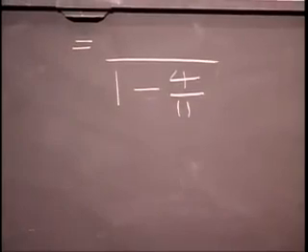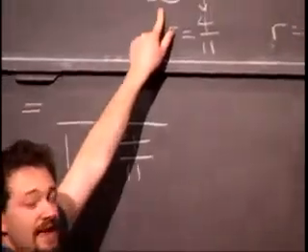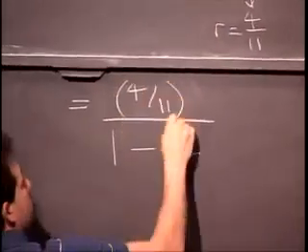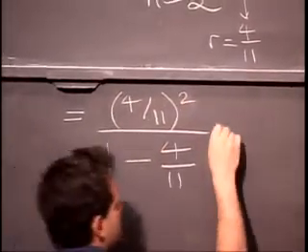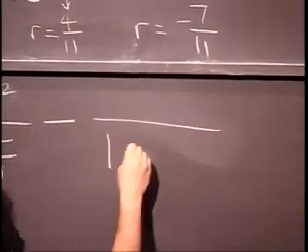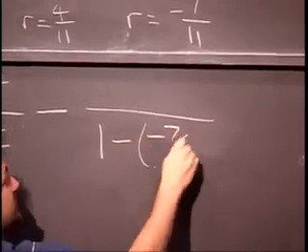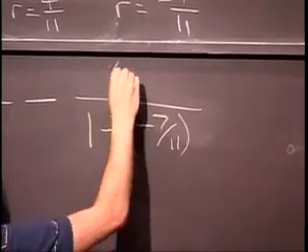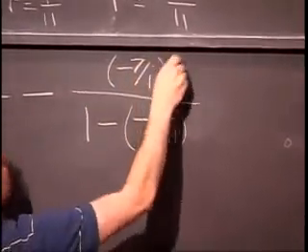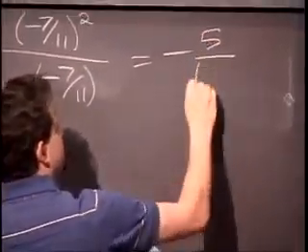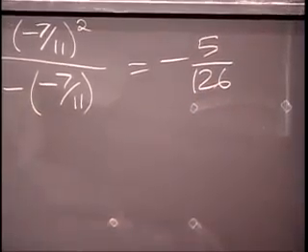What is the first term? We'll look up here, and you plug in n equals 2, because that's the first term. So you get 4/11ths all squared. As for the second term, we have a minus in between those two. So the second term is 1 minus minus 7/11ths, otherwise known as 1 plus 7/11ths. On the top, you take the first term, which in this case is minus 7/11ths squared, because n equals 2. And so you can work this out, and it turns out to be minus 5 over 126. I'll leave the calculation details to you, or you can look in the book.